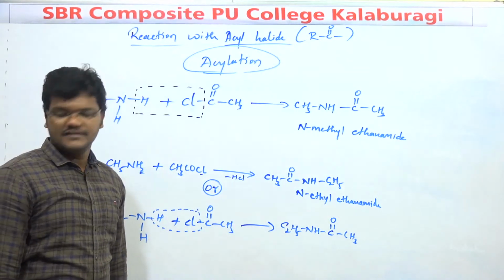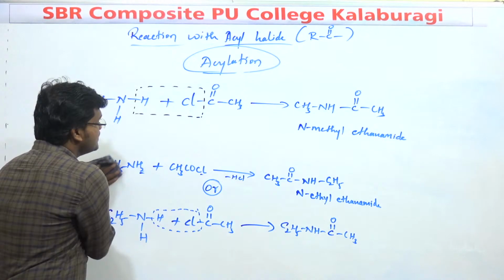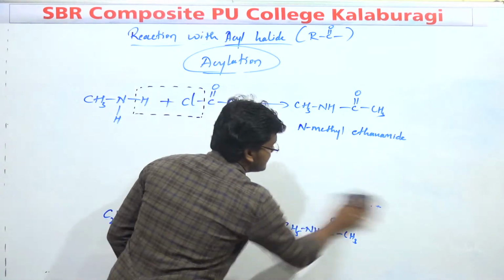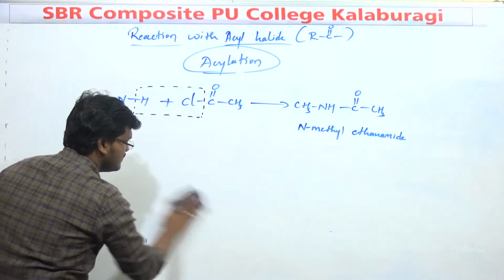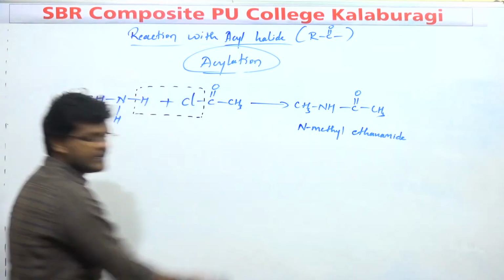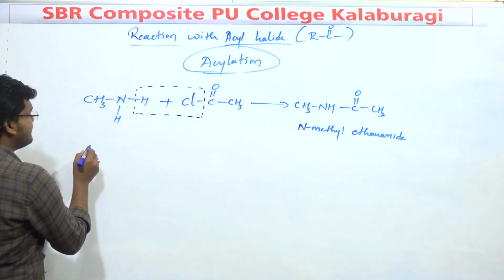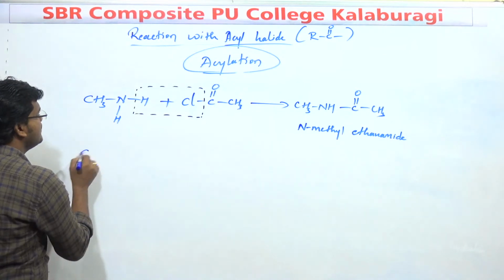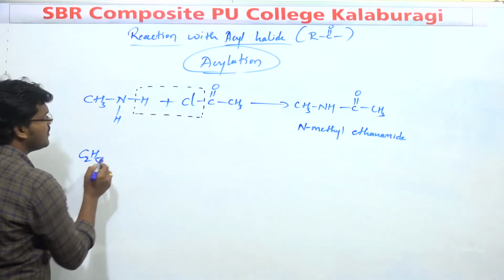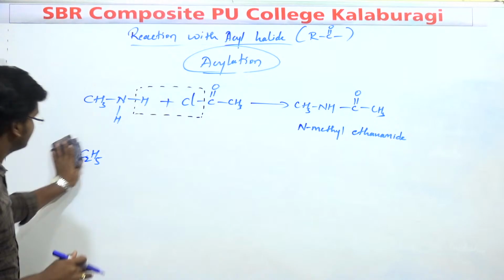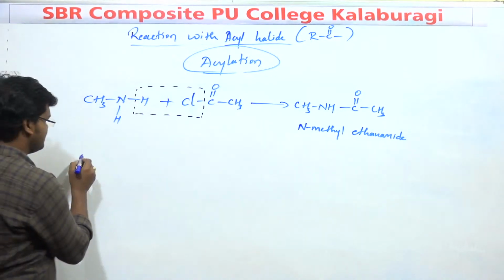Similarly, I will write another example in which I will take different reactants. Here I will take C2H5 or else CH3, same. I will take a secondary amine this time.